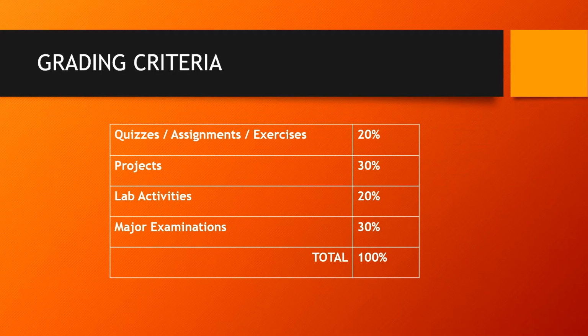In this class, it's student friendly, no? 20% for the quizzes, assignments, and exercises, and 30% for projects. We also have laboratory activities, which is 20%, and major examinations, 30%. Most of the time, I don't have major examinations for the prelim and midterms. I only have one major examination, or I combine my quizzes and assignments, which will equate to one major examination.